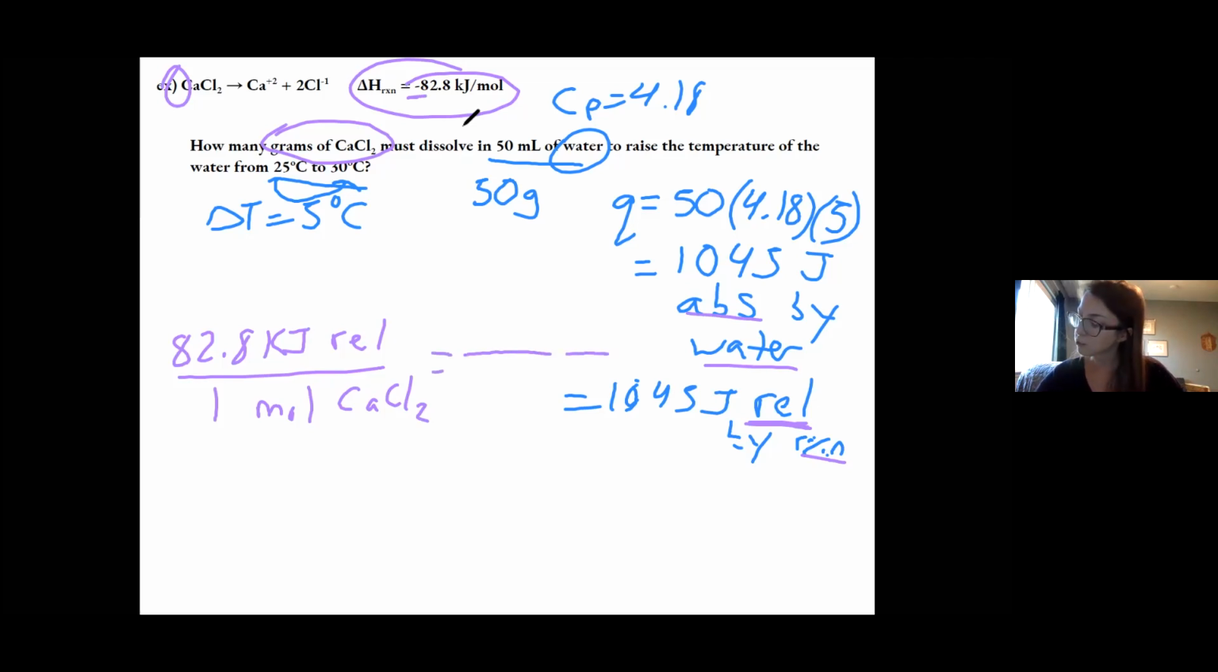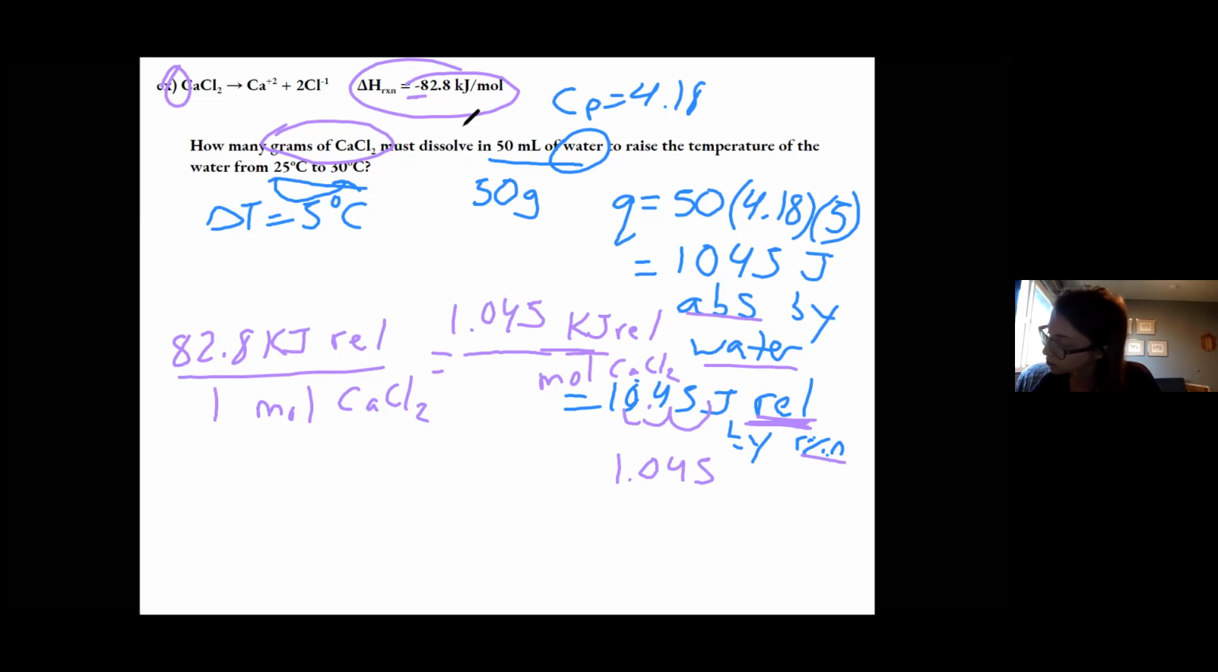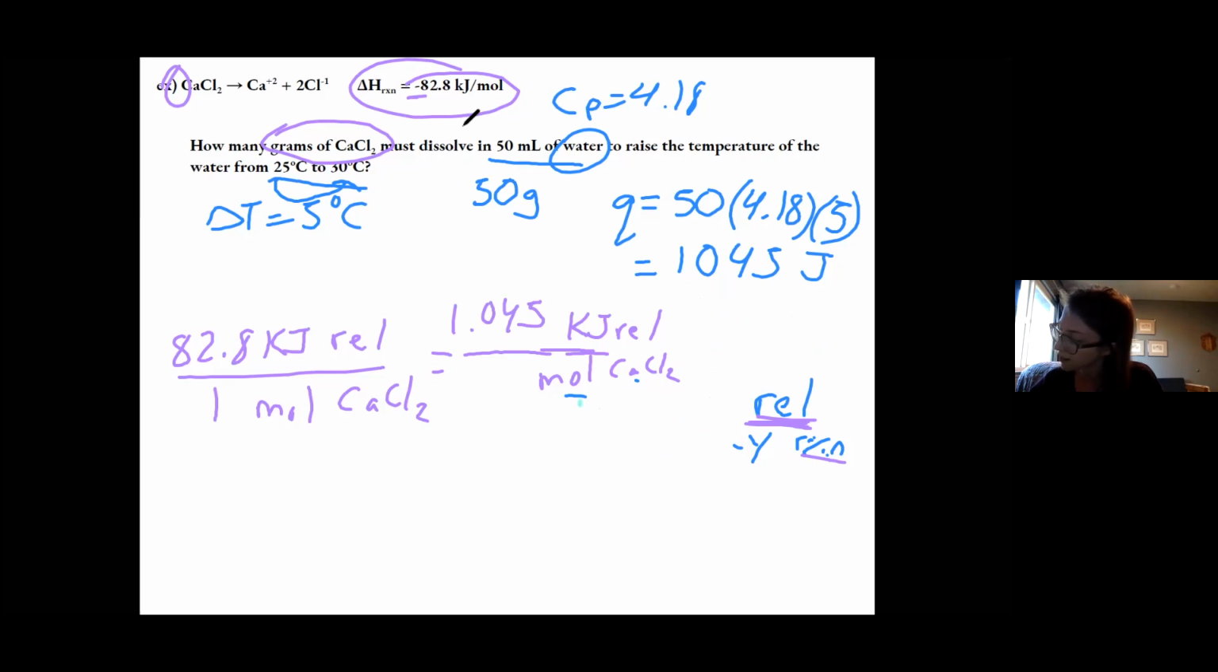As long as I keep my units consistent, kilojoules released, moles of calcium chloride, I can use that 1,045 in this proportion as long as I turn it into kilojoules, because we already know it's released by the reaction. So moving the decimal 3 times, 1.045 kilojoules is what the reaction is releasing. I'm going to erase some of that so it's not so messy. And now 3 of the 4 things in my proportion are filled in. I can put an X there and solve for the moles of calcium chloride.